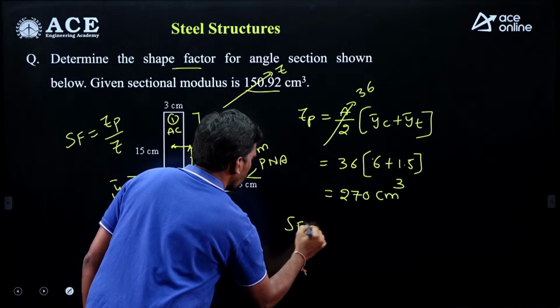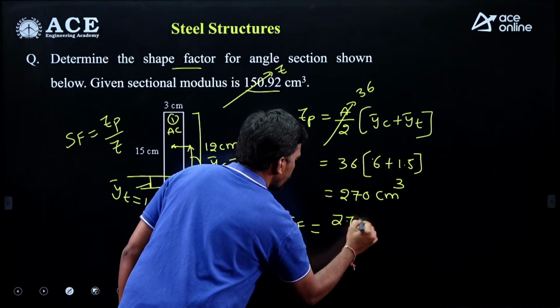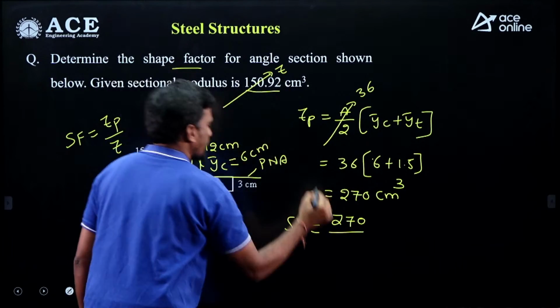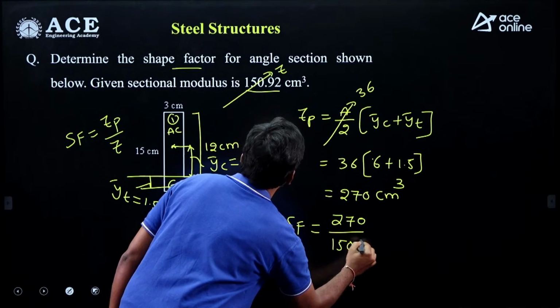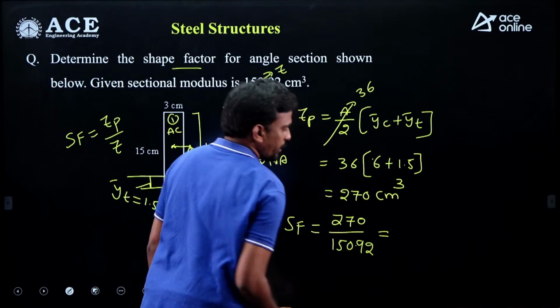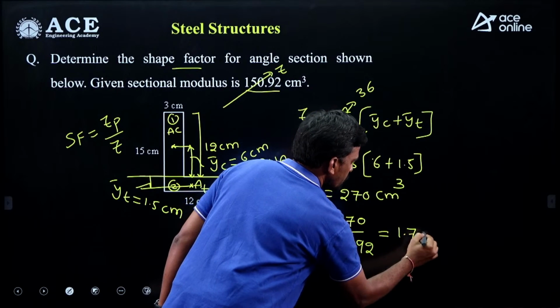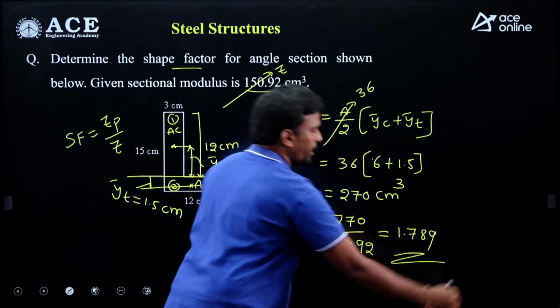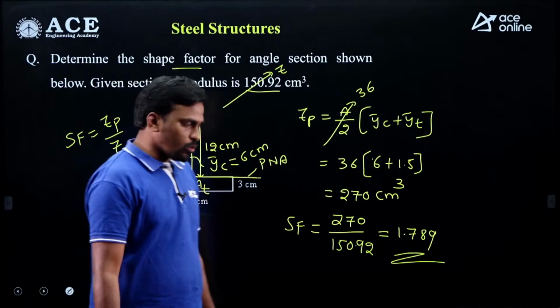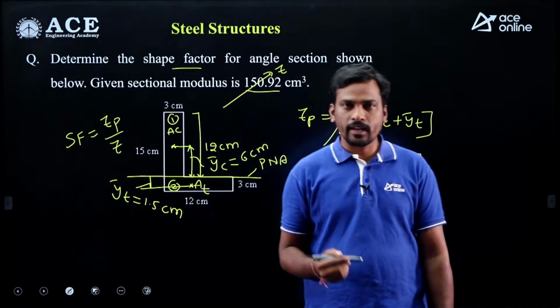Then shape factor equals to 270 divided by, what is the elastic section modulus? 150.92. Then if you solve this, you will get 1.789. So this is the answer. Okay. So only 2 questions. So next faculty will come.